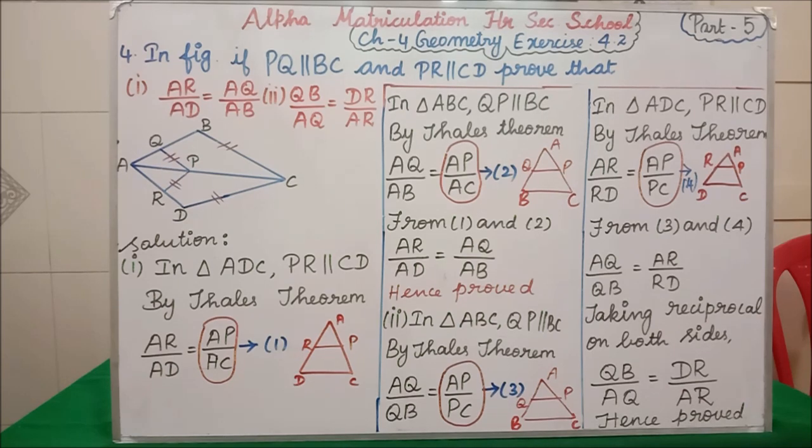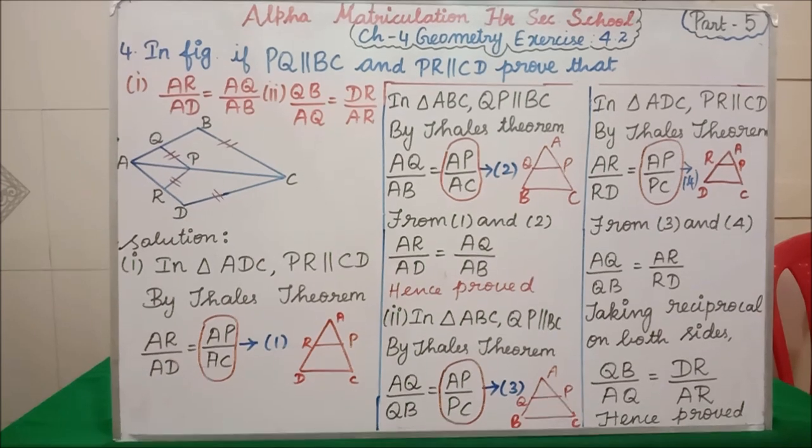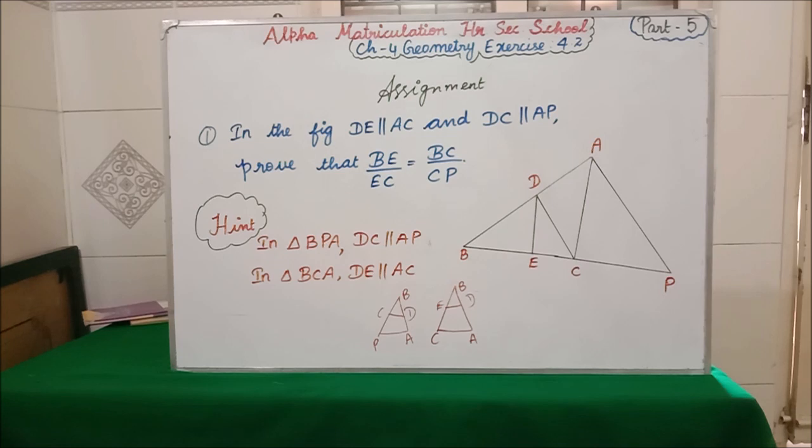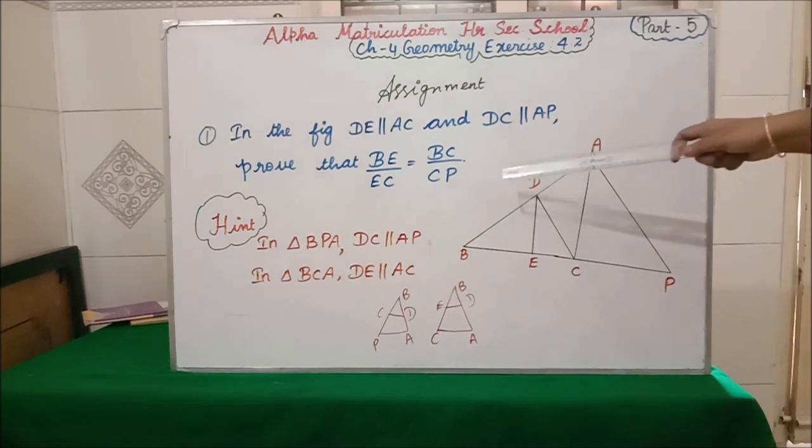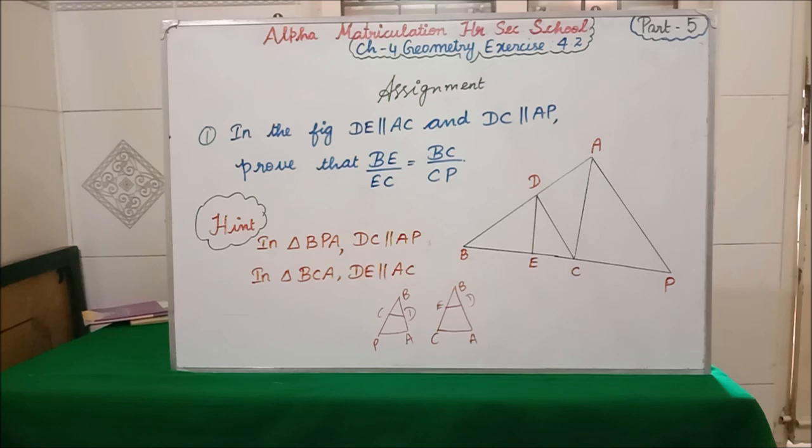Next, you are going to get your assignment. This is your part 5 assignment. First question: in the figure, DE is parallel to AC and DC is parallel to AP. We want to prove that. Okay. For that, this is your figure.